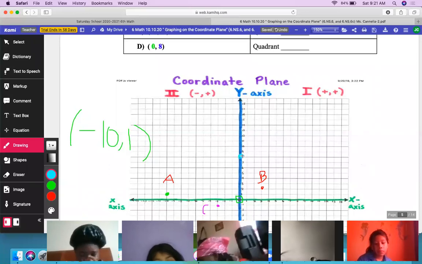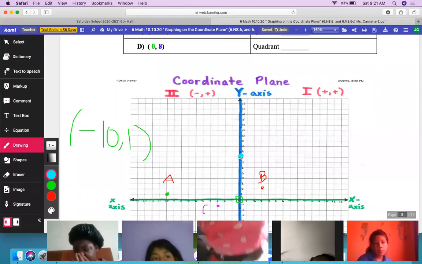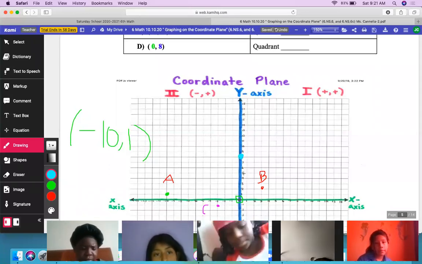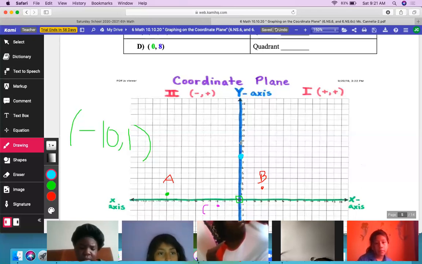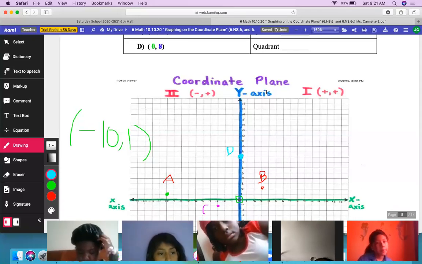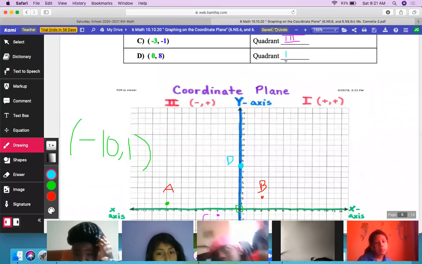If you remember from yesterday from Mr. R and I, when the ordered pair falls on the number line, does it have a quadrant? No, it doesn't have a quadrant. So what are we supposed to write here? None. None. Beautiful. Good remembering.